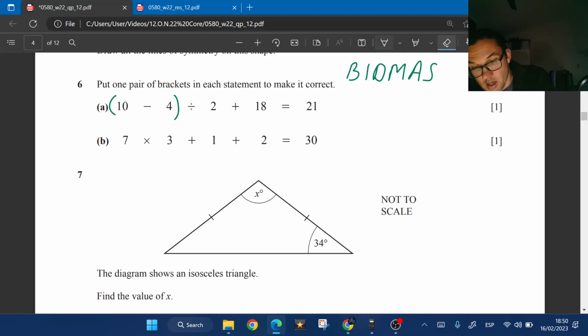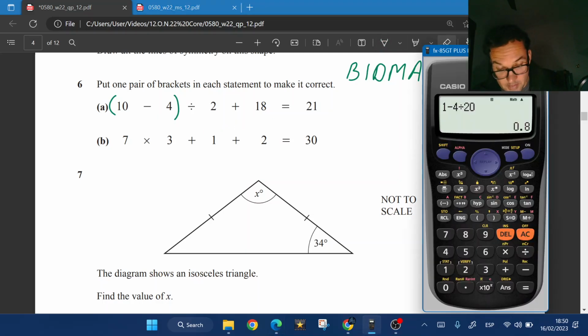That would give us, first we do 10 minus 4, which is 6. Then we're left with divide by 2 plus 18. Then we do the division. 6 divided by 2 is 3. Plus the 18. Yes, that gives us 21. So the final answer is you put the brackets. You can always, of course, check this with your calculator. Bracket 10 minus 4, bracket, divided by 2 plus 18. There we go, 21.